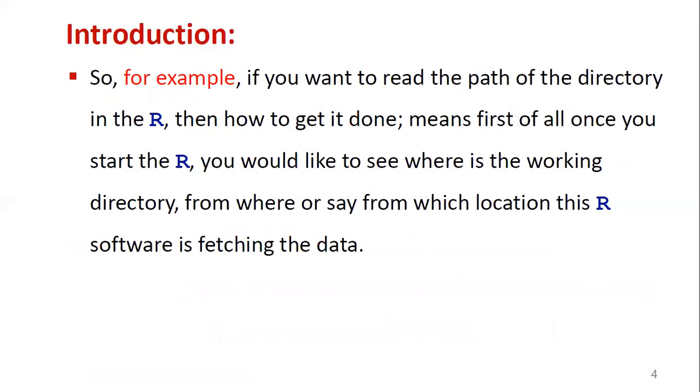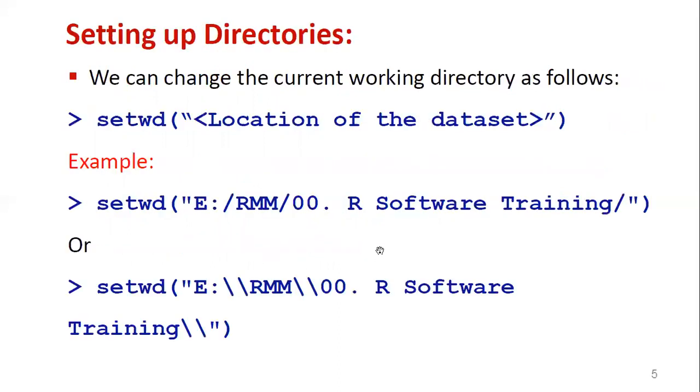For example, if you want to read the path of the directory in R, how to get it done? First of all, once you start with R, you would like to see where the working directory is, from which location this R software is fetching the data. These can be resolved using R software by using the following commands. So the first one is setting up directories.